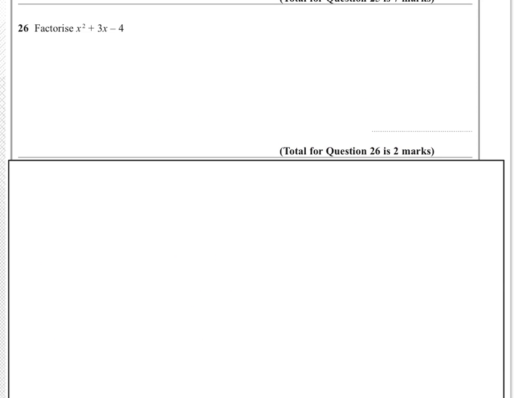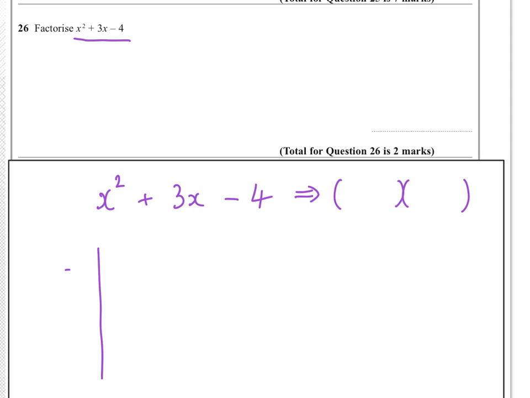Question 26. Factorize x squared plus 3x minus 4. Well, when we've got a quadratic and we're asked to factorise it, generally means we're wanting 2 brackets here. So we're wanting a situation where we've got 2 brackets multiplied by each other. Now, a good way of working this out is just to do a grid, a multiplication grid, and try x here and x here for starters, because you know that x multiplied by x is going to be x squared, and we definitely wanted that.